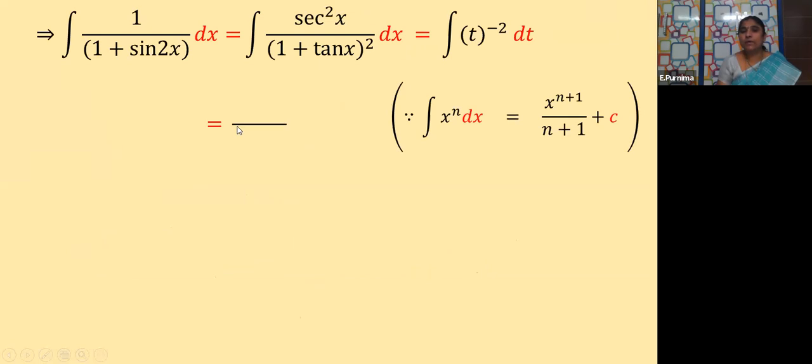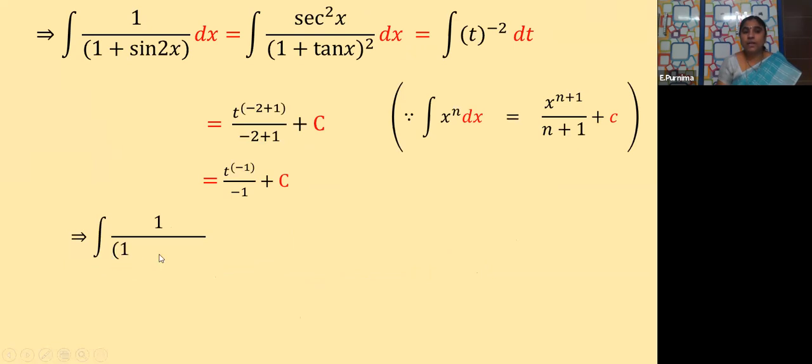So let us apply the formula here. It is t to the power of minus 2 plus 1 by minus 2 plus 1 plus c, which is t to the power of minus 1 by minus 1 plus c. So what is this one here? Let us replace the t value also here, children.